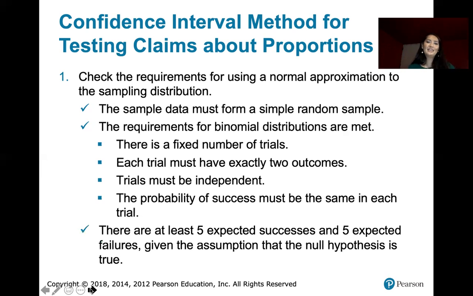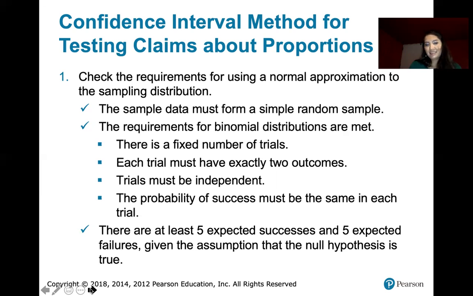And then lastly, if we have a simple random sample and all of the requirements for binomial distributions are met, we need to have at least 5 expected successes and at least 5 expected failures, given the assumption that the null hypothesis is true. Now remember what the null hypothesis will say. This is going to say that the population proportion, or the probability of success, if you prefer to look at it that way, is equal to some value.